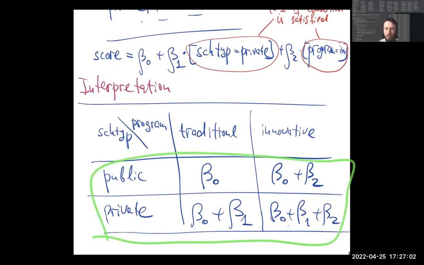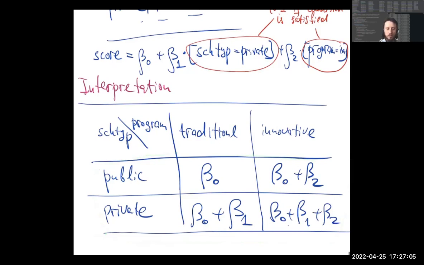Note that this table is just an interpretation of this model. It makes it clear that this model assumes that we have two effects. Effect of school type of private schools, this is beta 1. This is the difference between private and public schools. So for example, if it is positive, it means that people in private schools have larger grades, higher scores than people in public school. So this is difference. And we have this beta 2, which measures the difference between two programs.